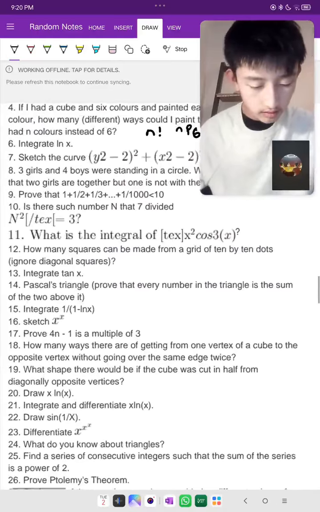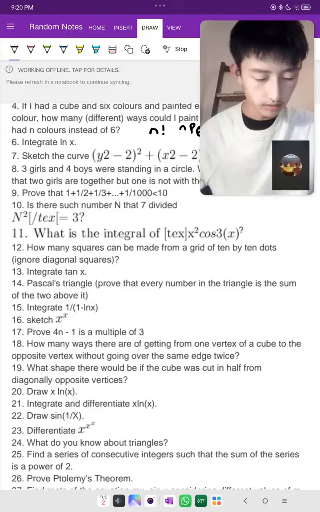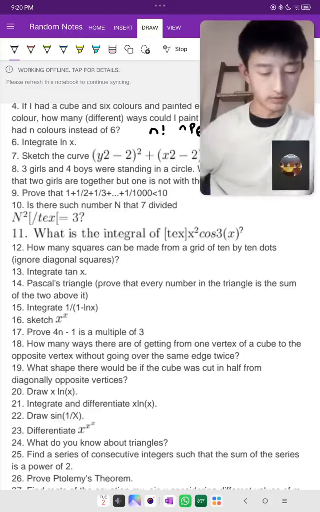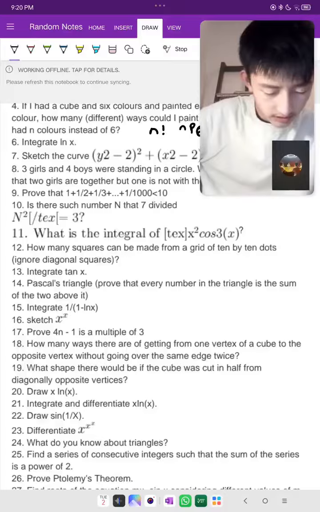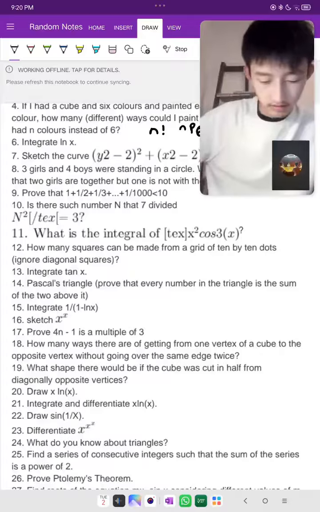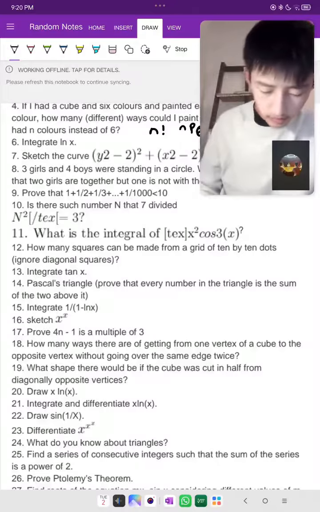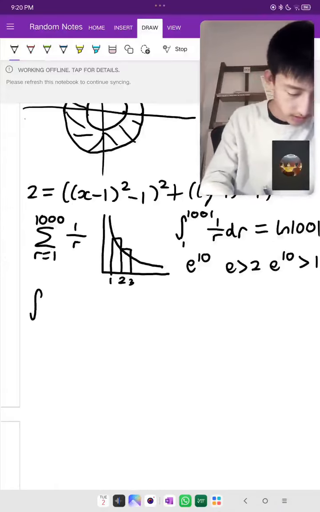Is there such number n that, this must be bad LaTeX formatting. I don't think I can tell what this is trying to say. I'm going to skip that then. I'm going to assume this is asking for the integral of x squared cos cubed x, or cos 3x? I think cos cubed x. Okay. Integral of x squared cos cubed x.